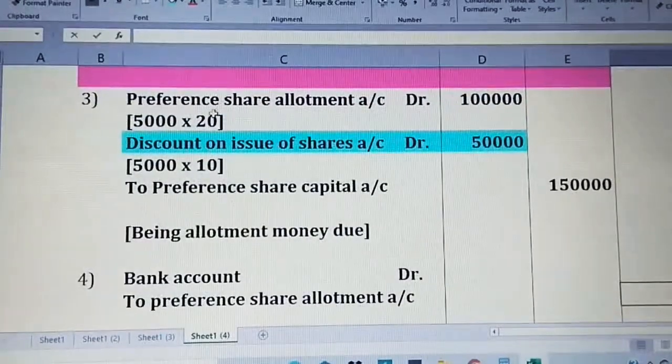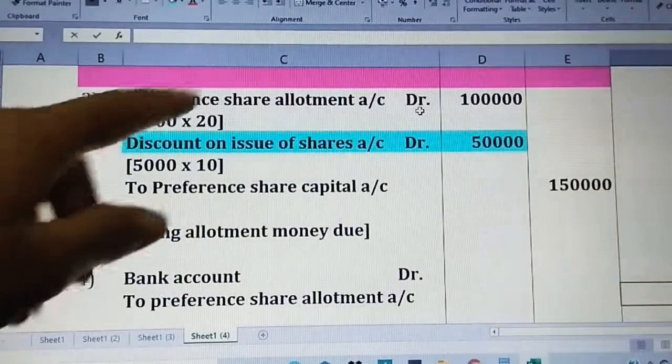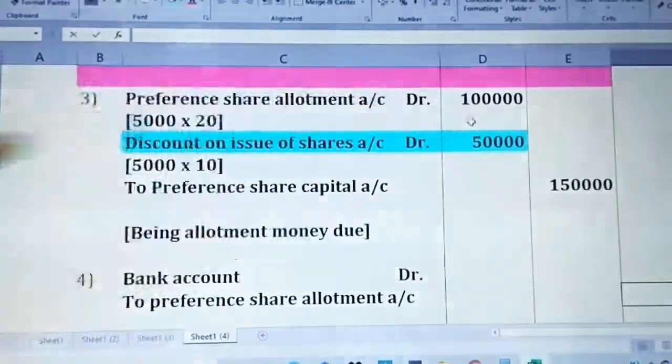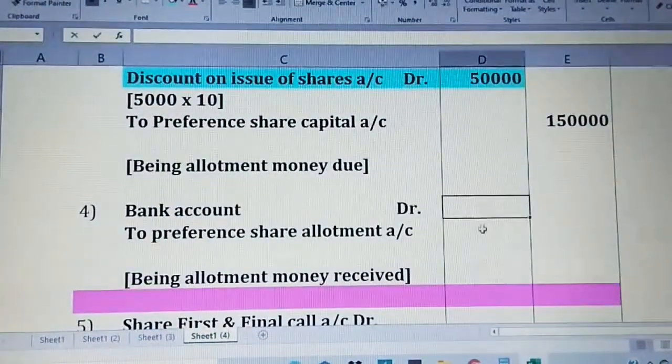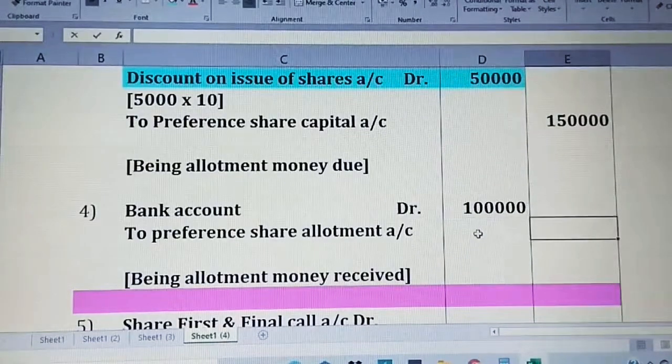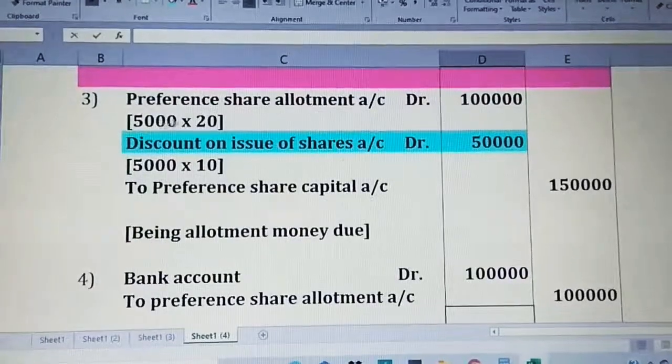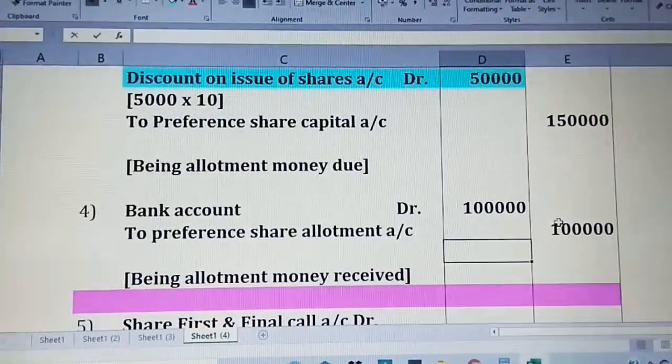Here we are going to take only the preference share allotment account, what is being debited in the allotment entry, could you all see, it is 1 lakh. So that is what we are going to take here, because discount is never ever received by us. Just observe, it's only allotment. Okay, being allotment money received.